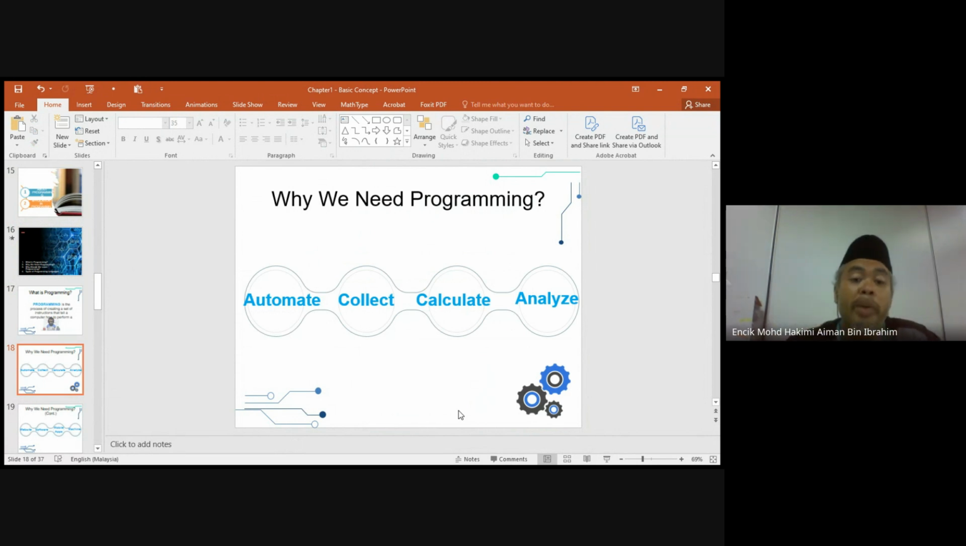So why do we need programming? So that we can automate. Nowadays, a lot of processes outside are still in the manual way. So programming will help us digitize all those manual activities to become digital activities. So collect, calculate, and also analyze. We no need to refer again and again. By having a good program of analyzation, we can analyze all the input that is given, so that it will give the output accordingly to what is needed.